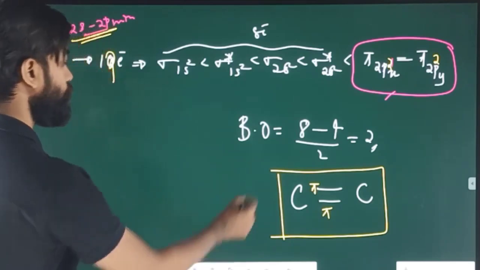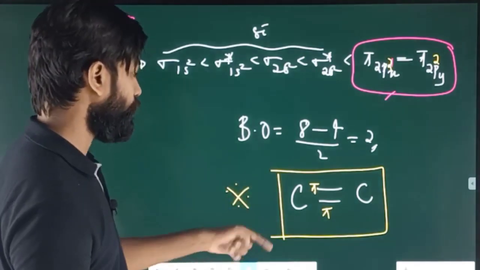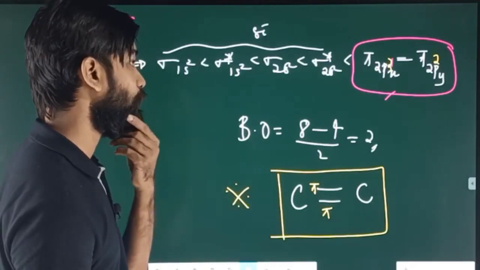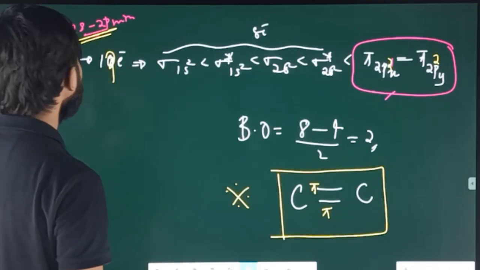Okay, and this is important. Sometimes they may ask like that: the bond order of carbon C2, where the 2 bonds are pi bonds. Usually if there is a double bond, then one is single, and another one is double. Here the 2 bonds are pi bonds. Okay.